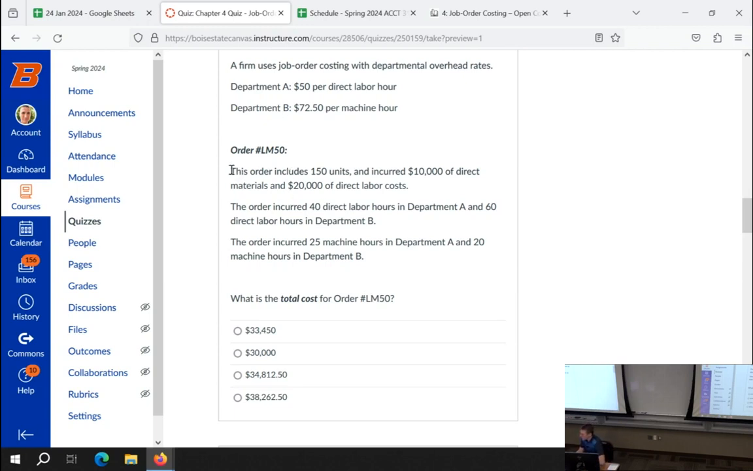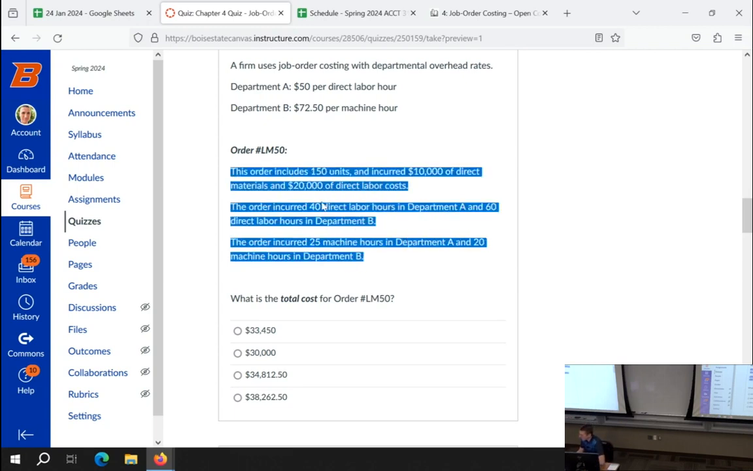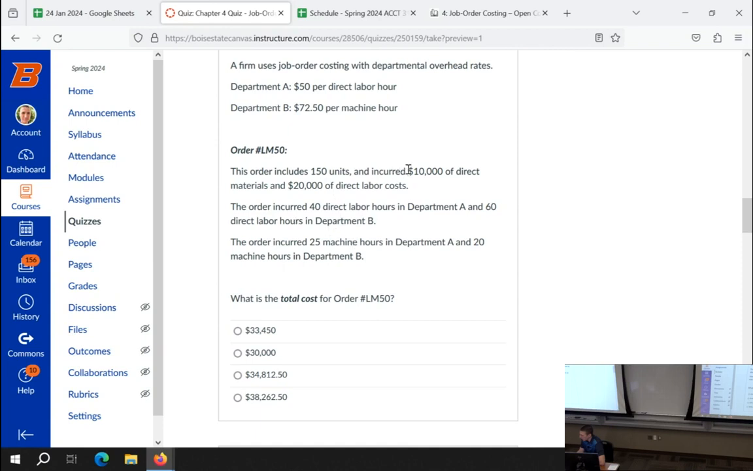All right, so we're going to track this through our two departments, and its consumption of overhead, and it looks like we're looking for total costs. We also care about the direct costs. This order incurred some direct costs, and it's going to be applied some overhead based on Department A's consumption of either direct labor hours or machine hours, and Department B's consumption of direct labor hours or machine hours. I said that kind of funky. It's not that Department A and Department B are consuming that. It's that this order consumes that from Department A.